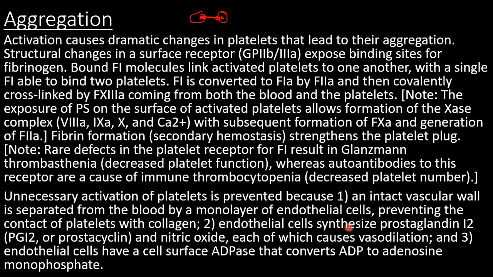Two, endothelial cells synthesize prostacyclin and nitric oxide. These antagonize the actions of serotonin and thromboxane A2. Also, endothelial cells have the enzyme ADPase. Remember, ADP usually binds to a surface receptor on the platelets, activating a G protein coupled receptor, resulting in platelet activation. Now, if you have free ADP in circulation, it is cleaved to AMP by the enzyme ADPase found on the endothelial cells. So that is how you prevent unnecessary platelet activation.